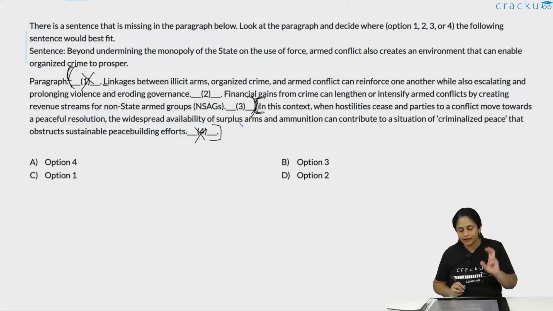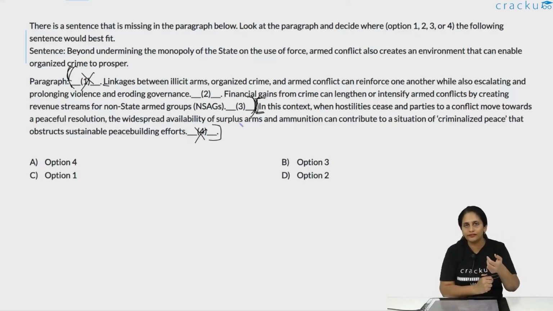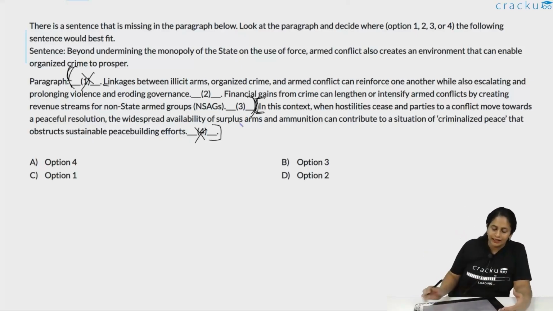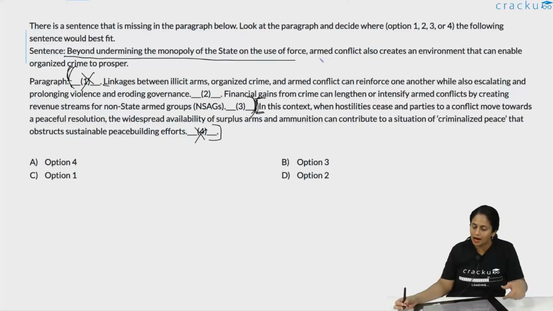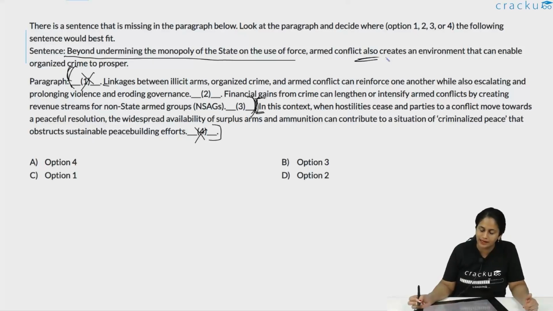Now, financial gains from crimes basically tells you that organized crime supports armed conflict. This one tells you that armed conflict supports organized crime. So essentially either statement can go first or the other can go, because both are showing how these two are helping each other. The only difference that I can see is that this sentence starts with "Beyond undermining the monopoly of the state, armed conflict also creates an environment that can enable organized crime to prosper."